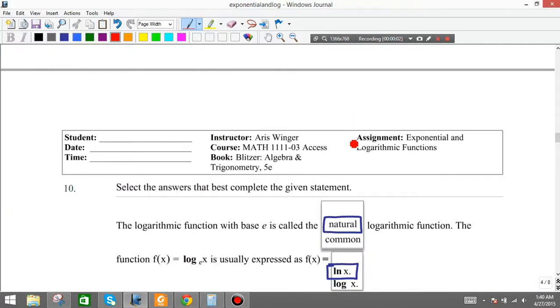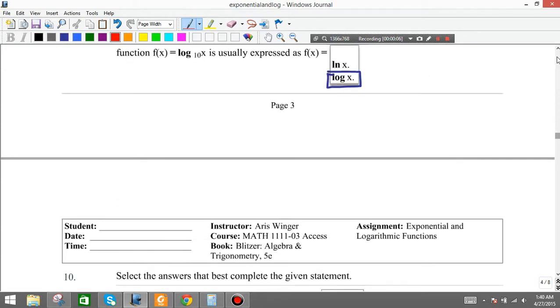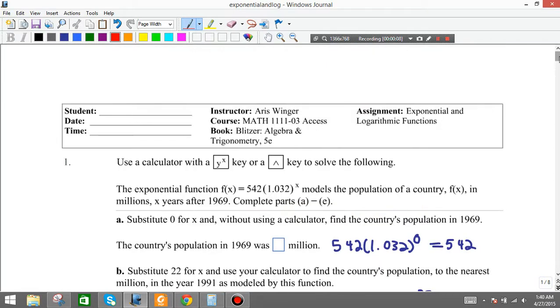All right, we're working on chapter 4, and we're doing logarithms and exponential functions. We're going to start off with finishing some topics on exponential functions. Number 1, use a calculator. So use whatever calculator you have.